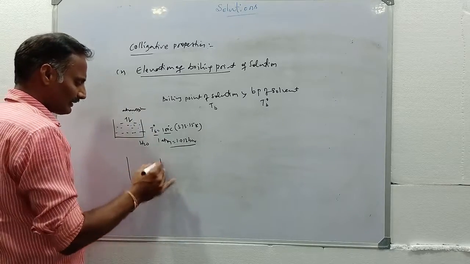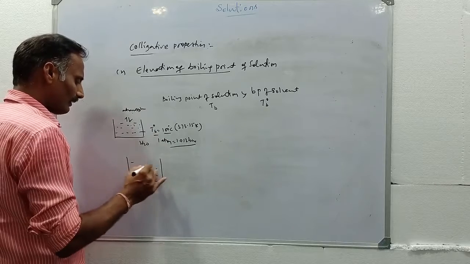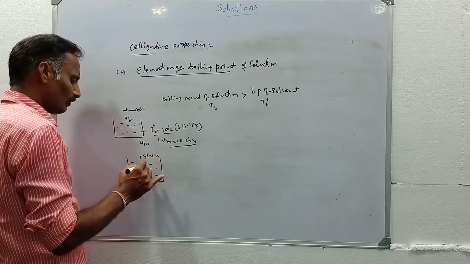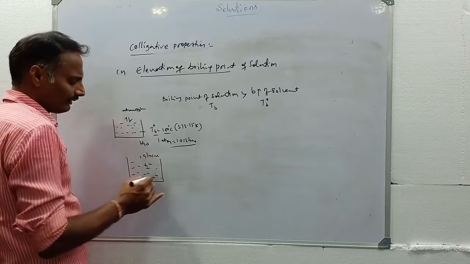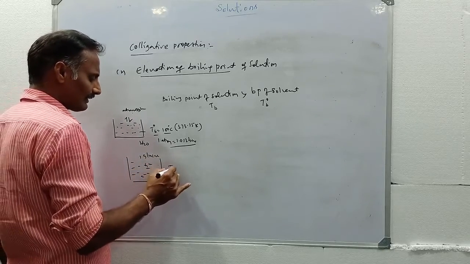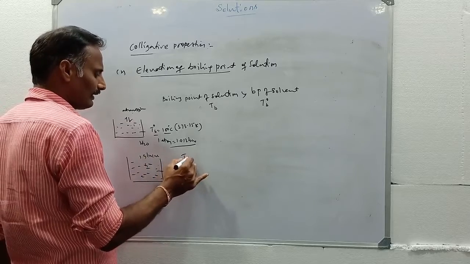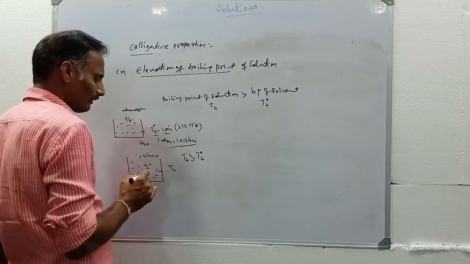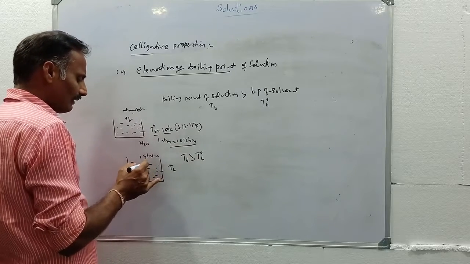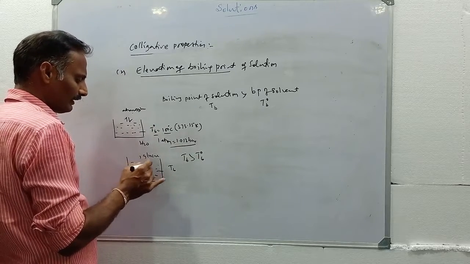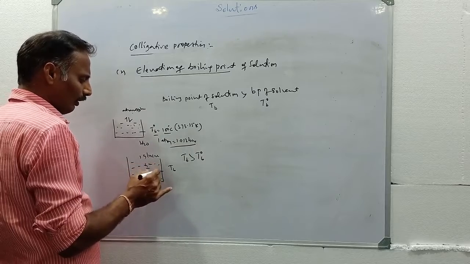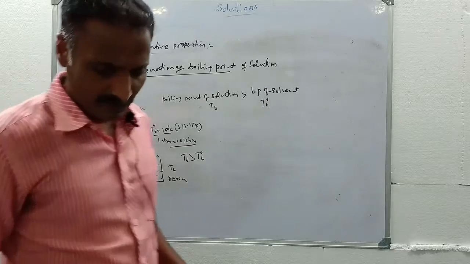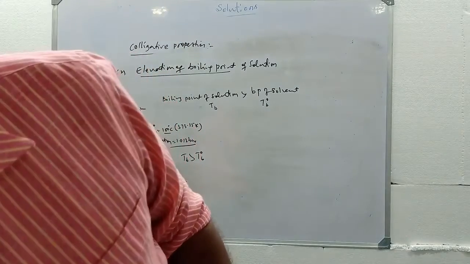For example, here we are taking water. To this water we are adding 1 mole of glucose. Then its boiling point is taken as TB, and TB is more than T0B. The solvent has a lower boiling point, the solution has a higher boiling point. And why does it have a higher boiling point? The higher boiling point of a solution is mainly due to the decrease of vapor pressure of the solution.